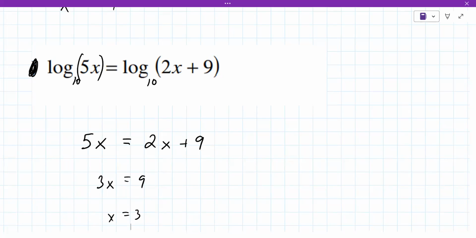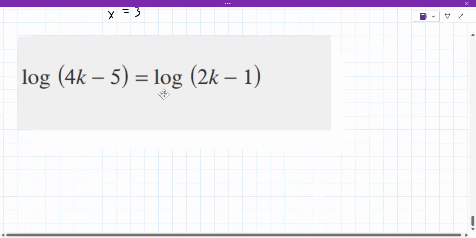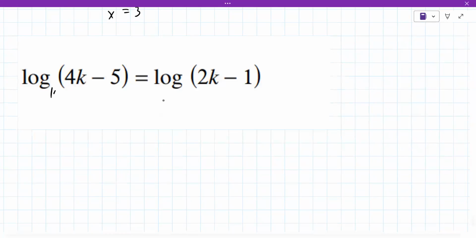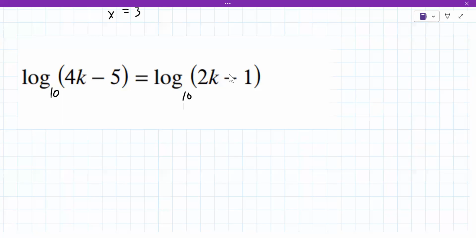So here's one I'd like you to try on your own, please. It's a little bit different, but let's just see. This is all review. Once you do the thing we talked about, because the bases are the same, you can set the parts inside equal to each other. So go ahead and try this one. I want to see if you got it or we need to do some review on equations.